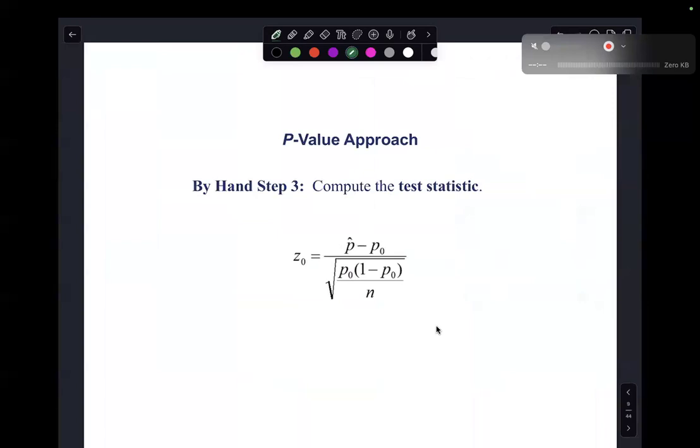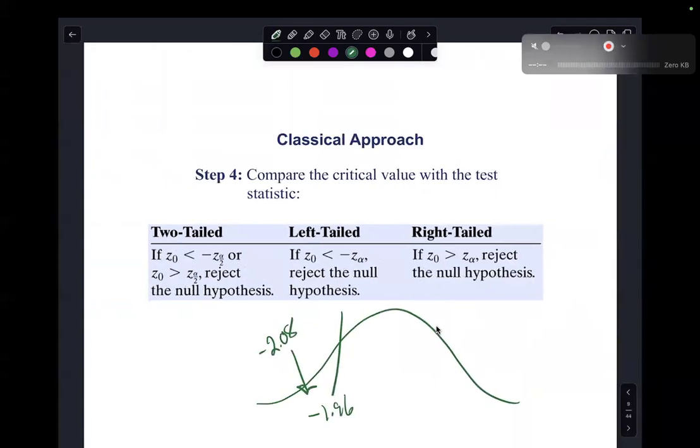Okay. Now, after you find your test statistic and after you find your critical value, compute your test statistic. Once again, it's just a z-score using your sample data. So compute the test statistic. And then, okay, this is the p-value approach. Sorry about that. So classical approach, we compare the test statistic with the critical value.